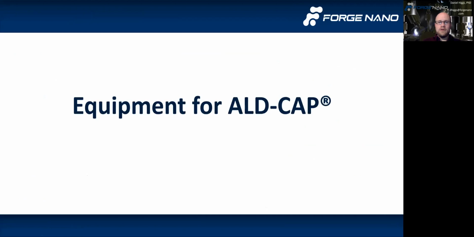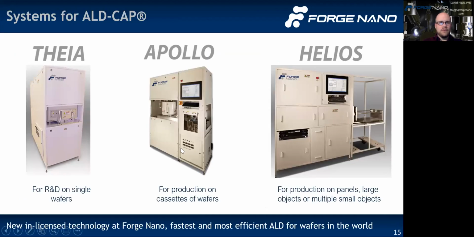So in terms of the equipment for ALD-CAP, we offer 3 main types of equipment. There is Thea, which is for R&D on single wafers, Apollo, which is for production in a cassette-to-cassette automatic robotic production system, and Helios, which is our system for production of ALD-CAP onto panels, such as display panels or large objects, or batch processing of multiple small objects.